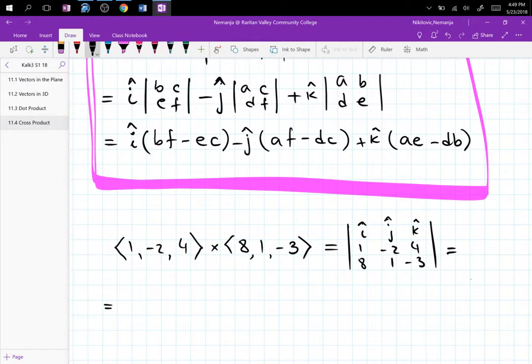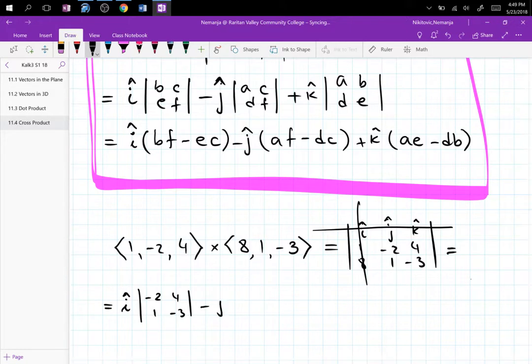All right, so what do I have? I have I, and then I have the matrix. When I delete the row and column, I have a matrix -2, 4, 1, and -3. You will be skipping this step eventually, but now it's good to keep track of everything. So J deletes row and column, and we have 1, 8, 4, and -3.